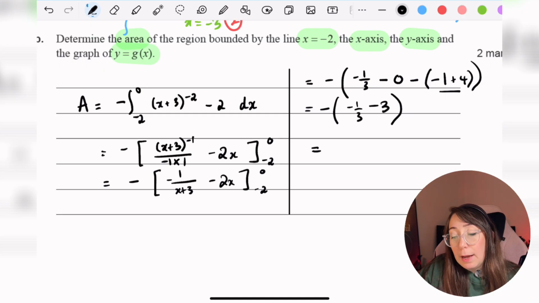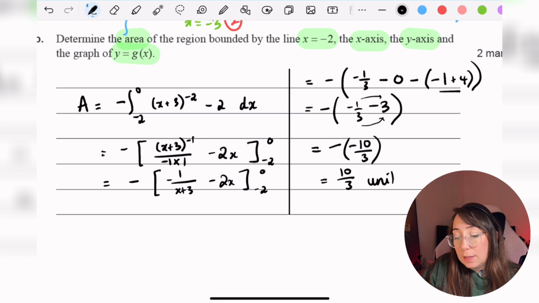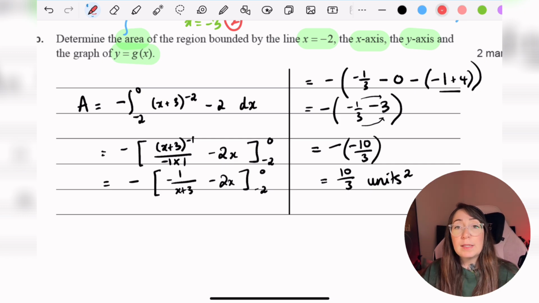So now we've got to work out negative 1/3 minus another 3. So 3 times 3 is 9, and then minus 1 minus another 9 will be negative 10. And then 2 negatives will make a positive. So that's 10 on 3 units squared. So that's how you will integrate this. Make sure that you do get a positive area. And if you don't, then it's because you probably haven't included that negative right from the beginning.